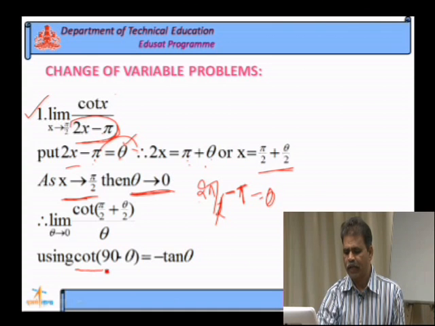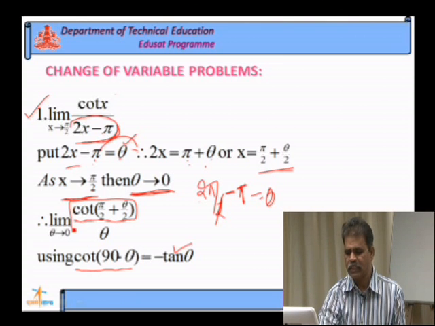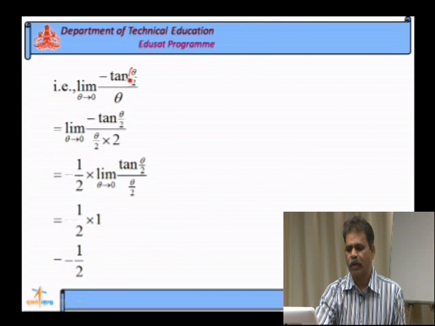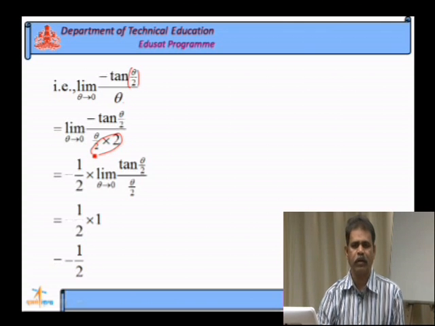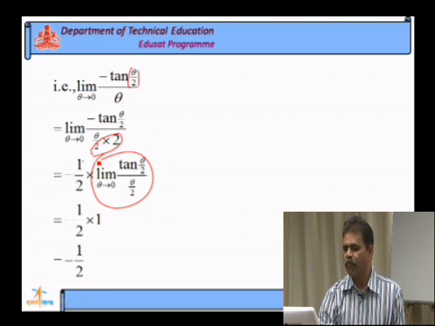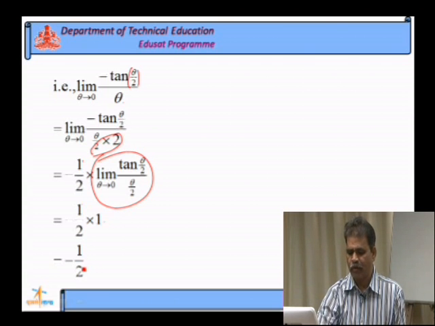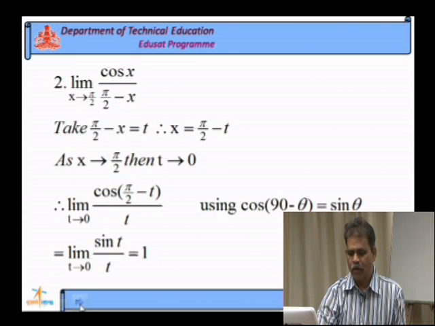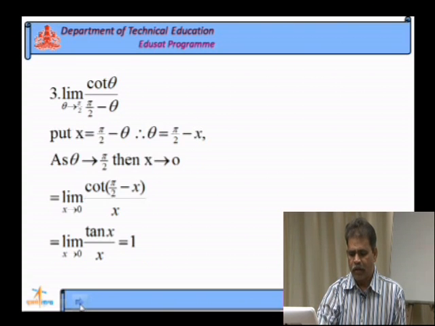Using cot of 90 minus theta is equal to tan theta, cot of pi by 2 plus theta by 2 will become minus tan of theta by 2, divided by theta. So multiply and divide by 2 for the theta, hence it will become the standard form. You take this 2 outside, tan of theta by 2 divided by theta by 2 becomes 1. So 1 into minus 1 by 2 is minus 1 by 2. You can go for other problems also.